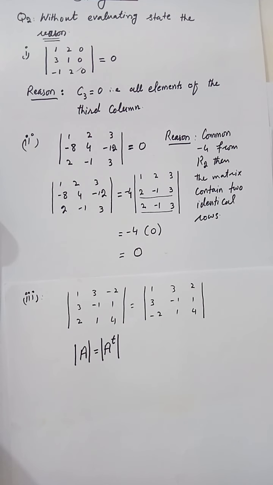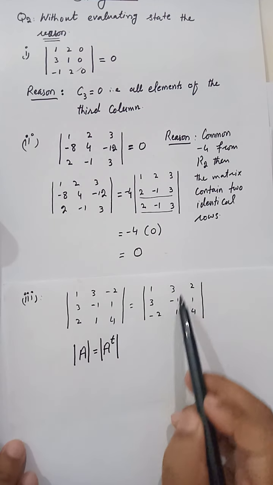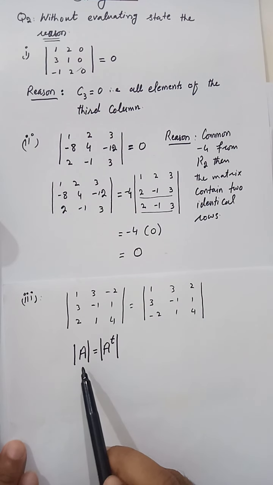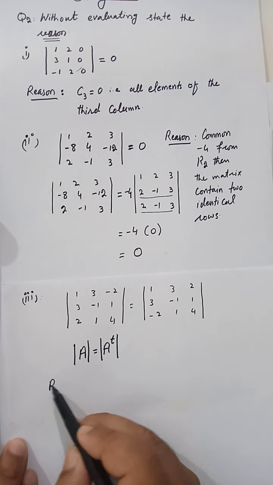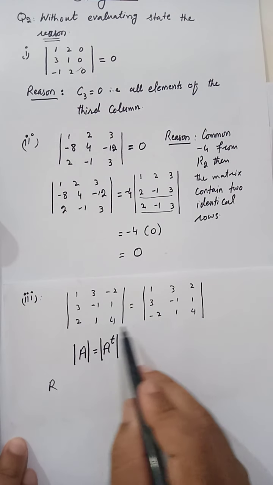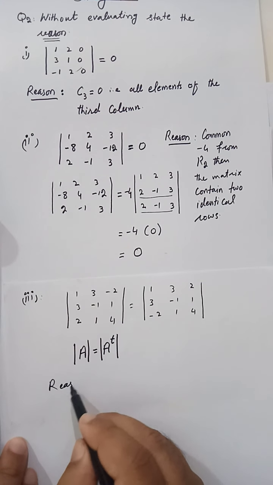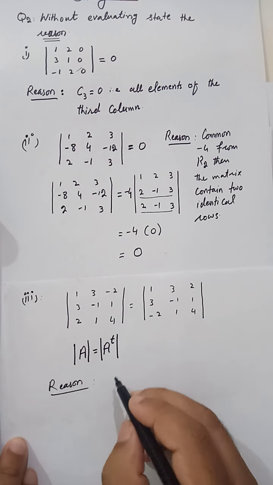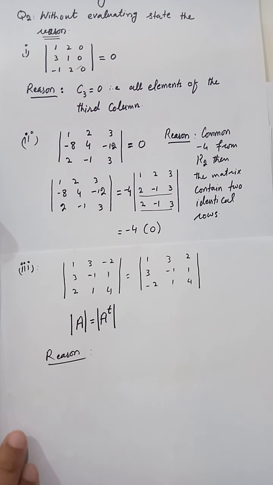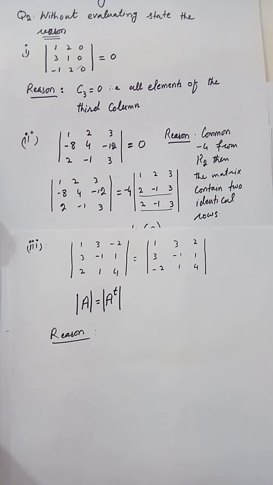This is the property. You see that this matrix is actually the transpose of this matrix, and the determinant of a matrix and the determinant of its transpose are always equal. That's why there is equality between these two determinants. So the reason is that the determinant of the transpose of a matrix is always equal to the determinant of that matrix.